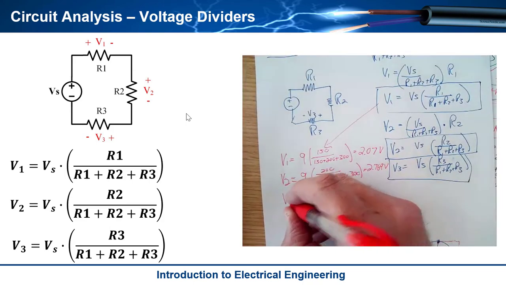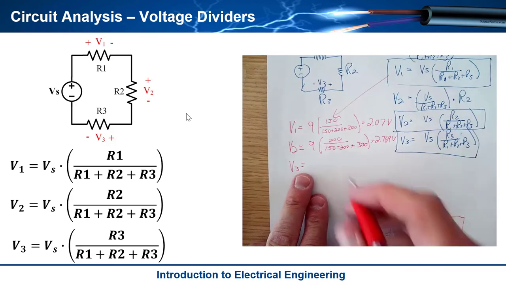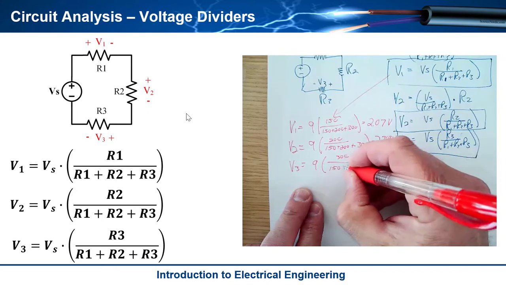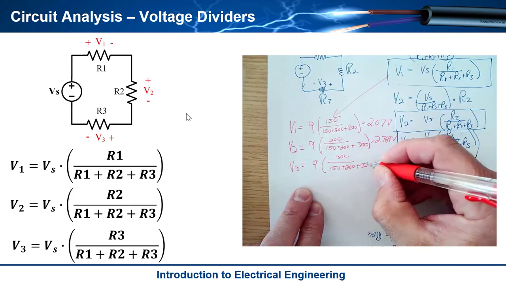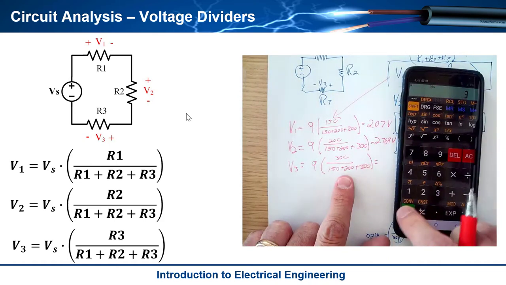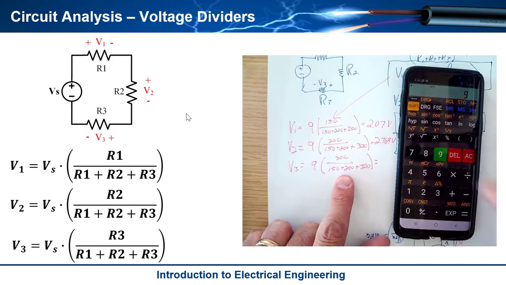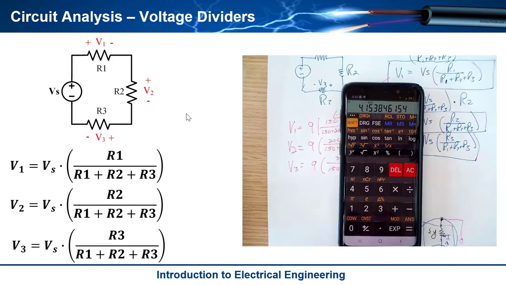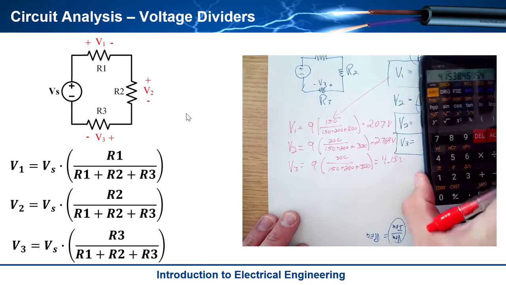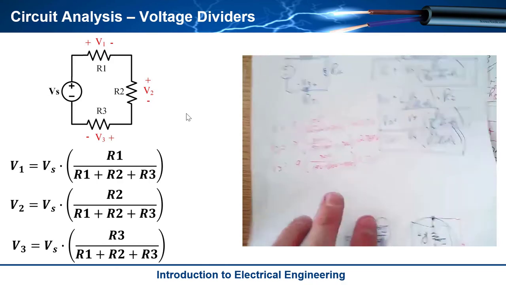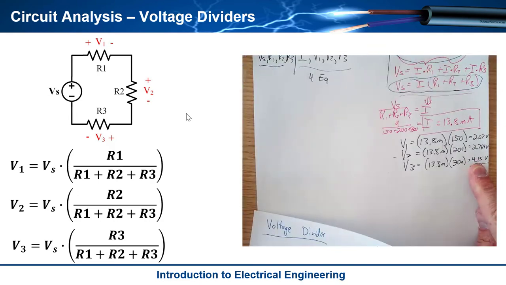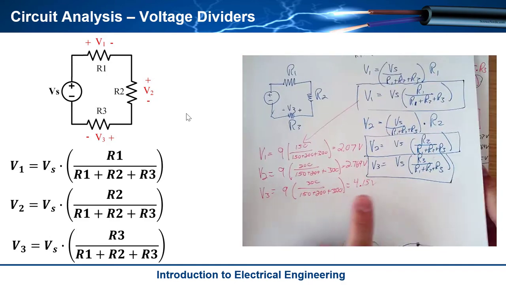This is unbelievable. So what about V3? You're telling me I can find V3 that quick? Well, yeah, let's do it again. So here we have 300 over 150 plus 200 plus 300. Let's plop that into the calculator: 300 divided by 650 times 9, and I get 4.15. If this works, I really have proven to myself that the voltage divider works. And it turns out, oh, Betty, look at it, 4.15. That's exactly what I got here, 4.15.